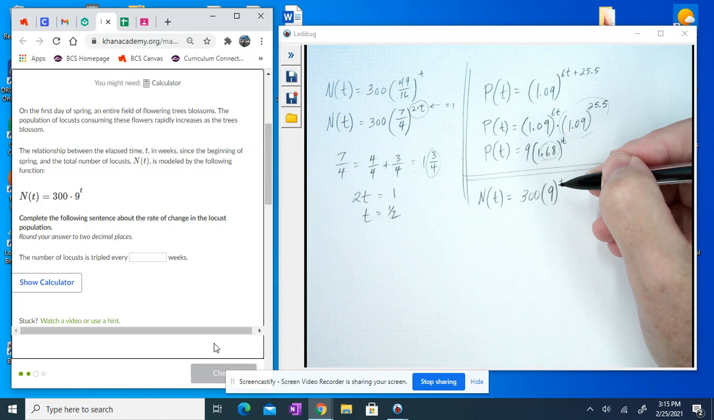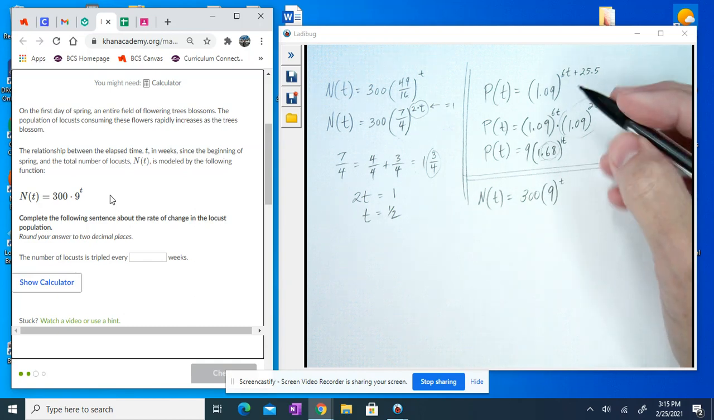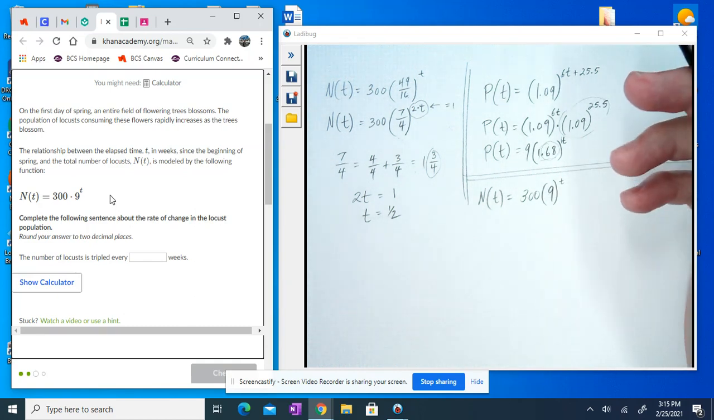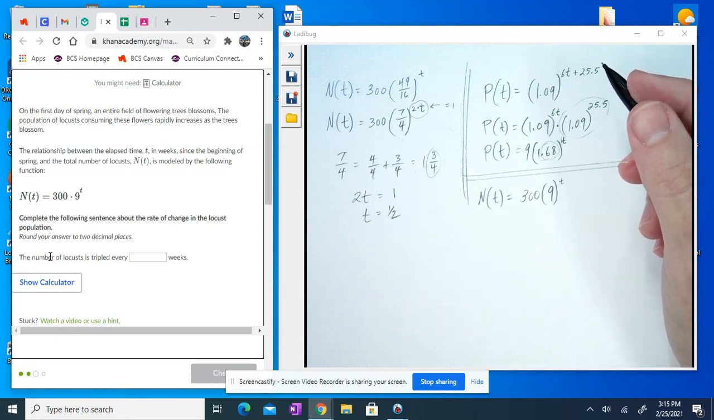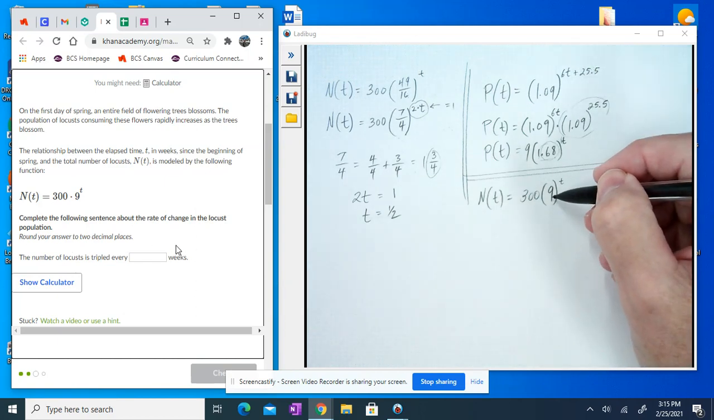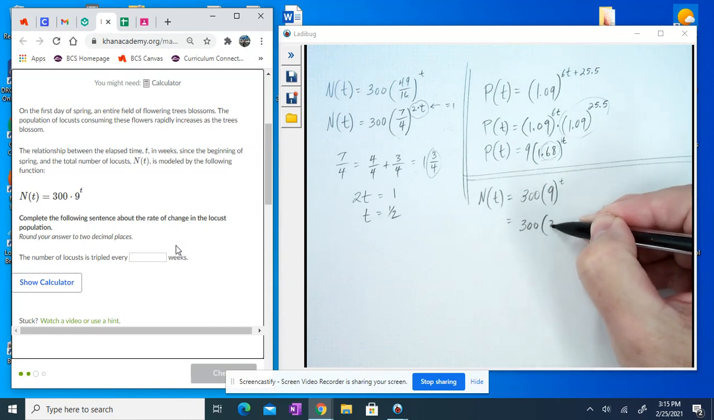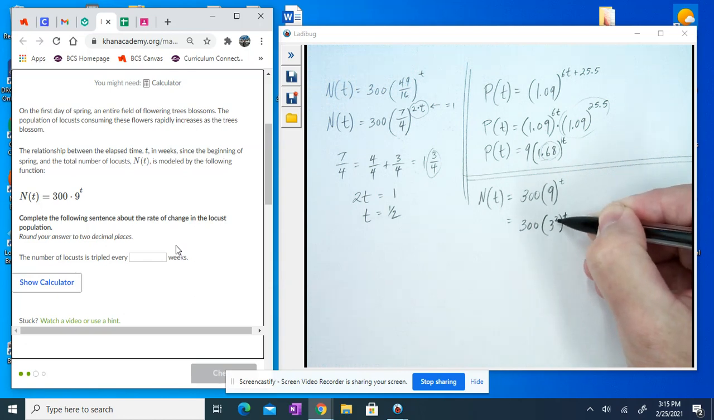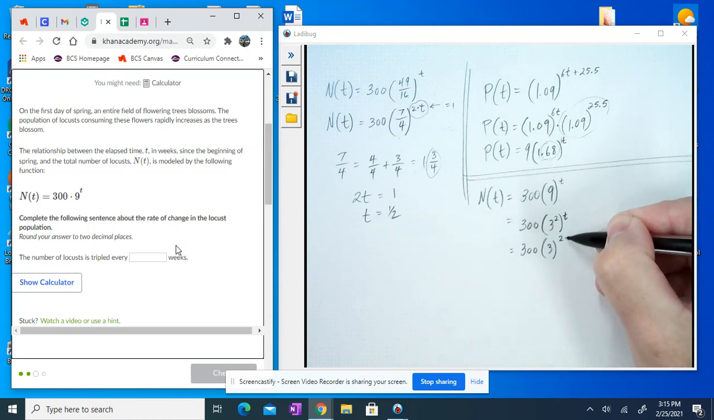Okay. So that means that every week, this gets multiplied by 9. The number, however many locusts there are, goes up 9 times week to week, right? All right, so this says the number of locusts is tripled every what? Well, notice 9 is a perfect square. So I can change this to 300 times 3 squared to the t. And that 2 can come out there, so that's 300 times 3 to the 2t.